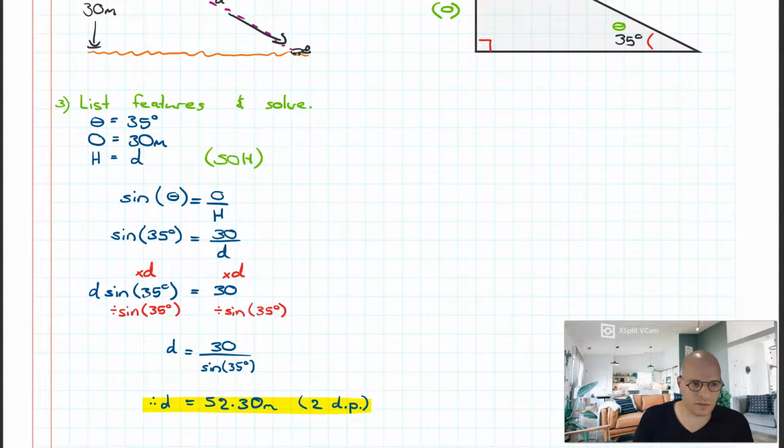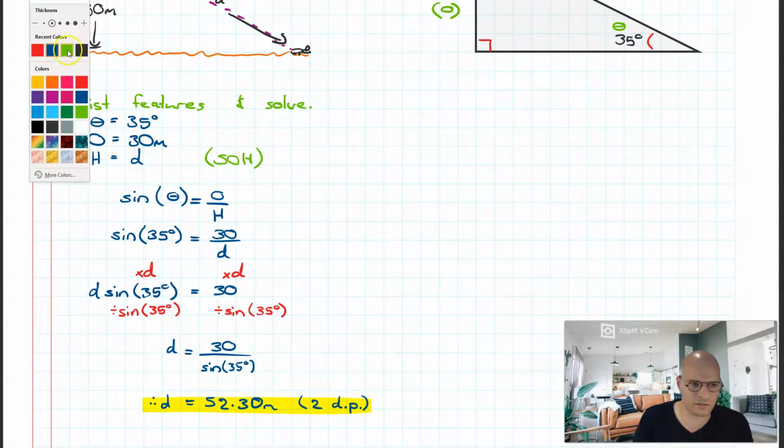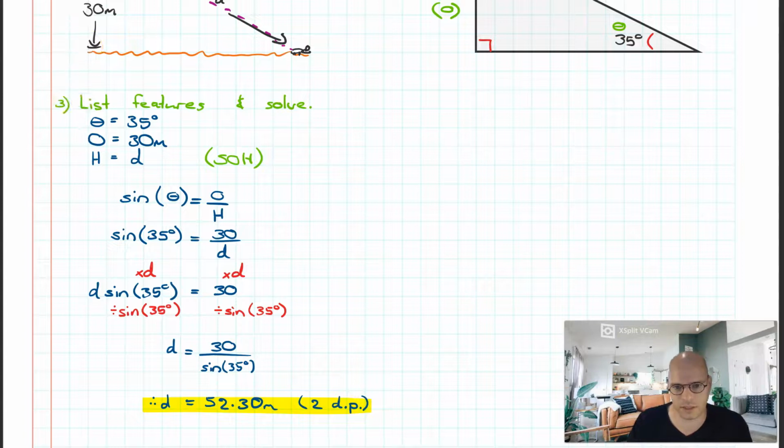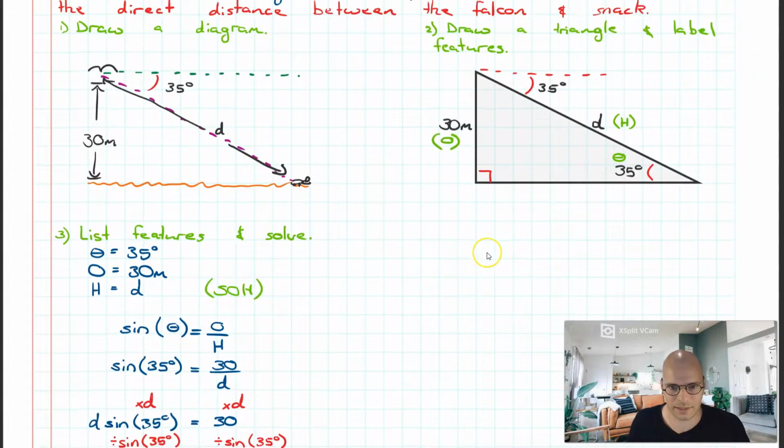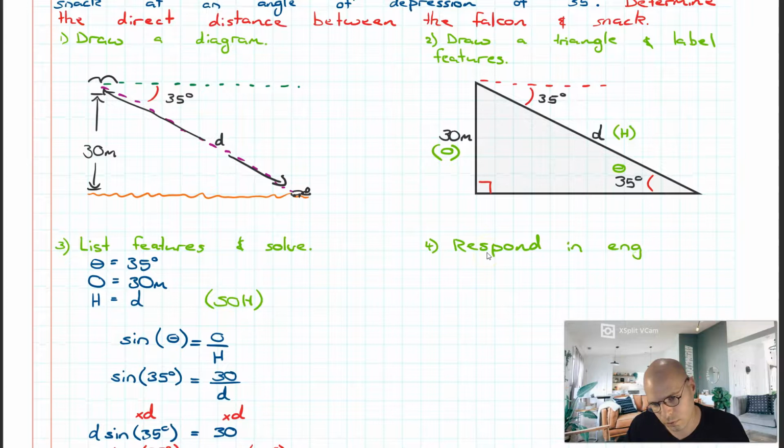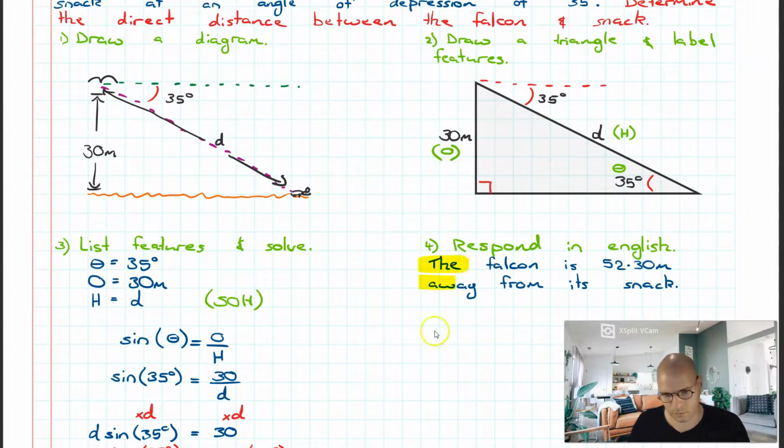Finishing the question off, if we are given a question phrased in English, then the way in which we respond back to it is in English as well. What we can say to respond to the question is: the falcon is 52.30 meters away from its snack.